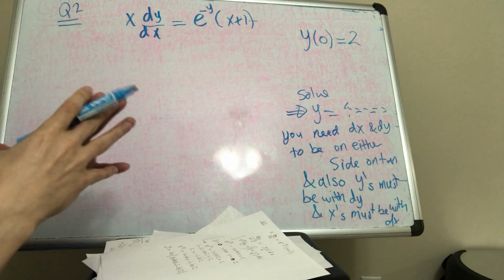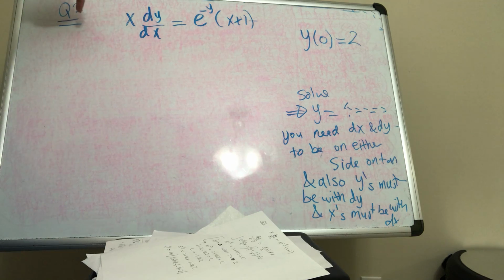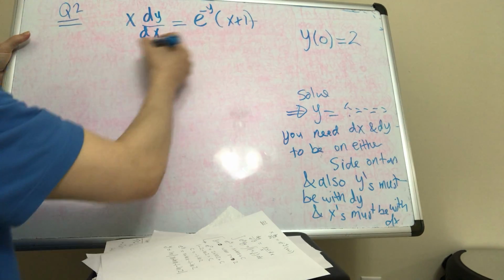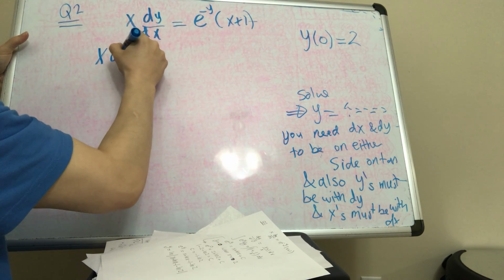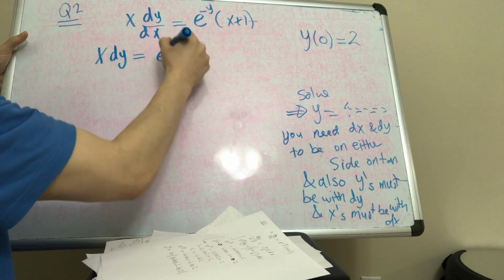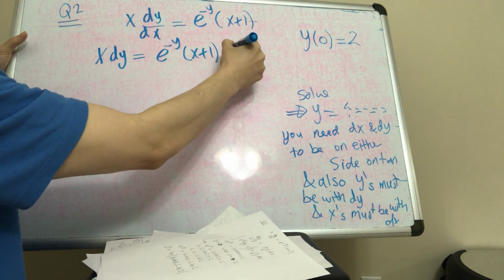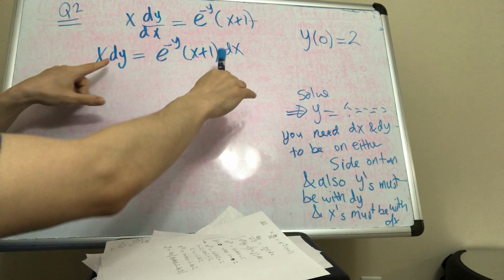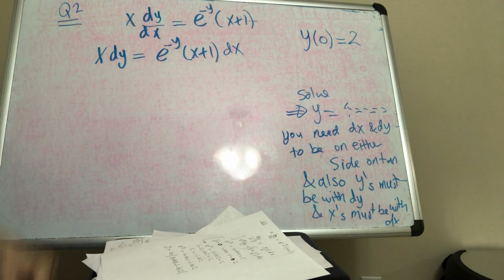So, to make life easy, the first step is you do the cross multiplication if you have to. So I'm going to go over and do the cross multiplication. So I have x dy, e to the negative y times (x plus 1) dx. So now I have dy and dx, both of them on top.